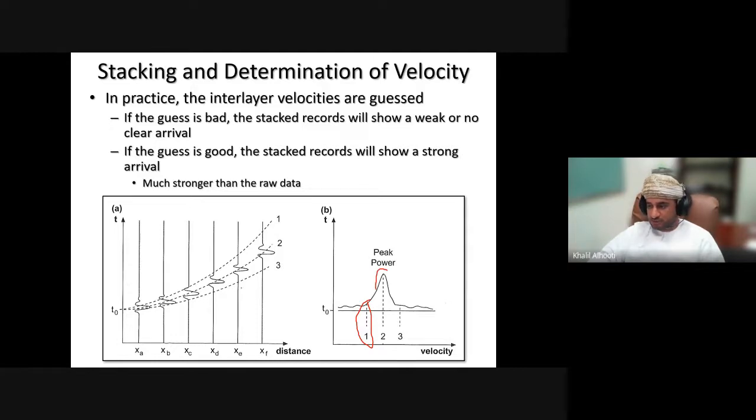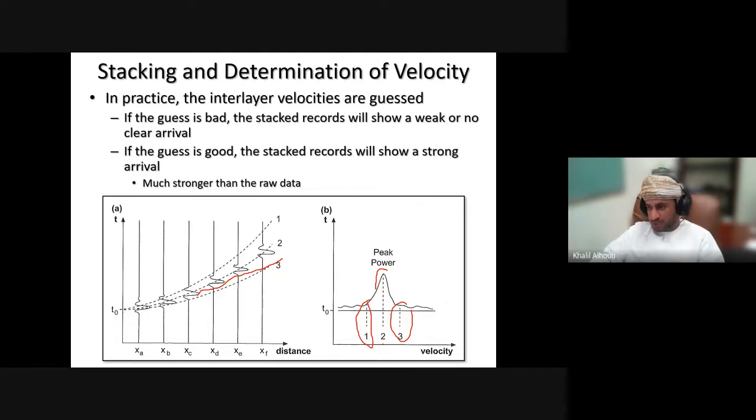Whereas the same is true for 1 and 3; they are comparable. If you align them at 3, you will get a lower power than the peak power you get if you align them exactly at line or curve 2. What are these lines? These are different velocities I'm calculating. These are different curves, so this is real data.